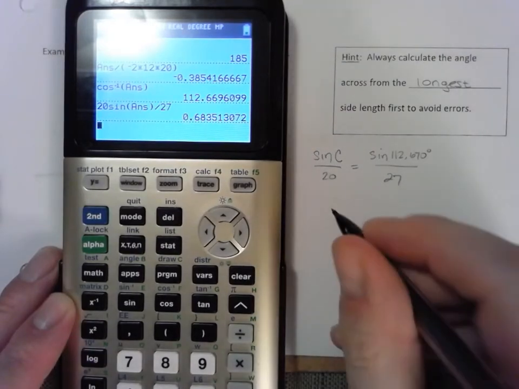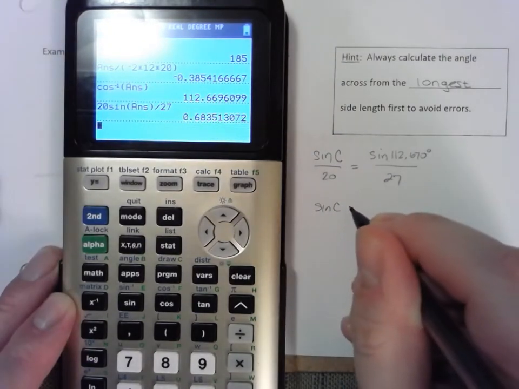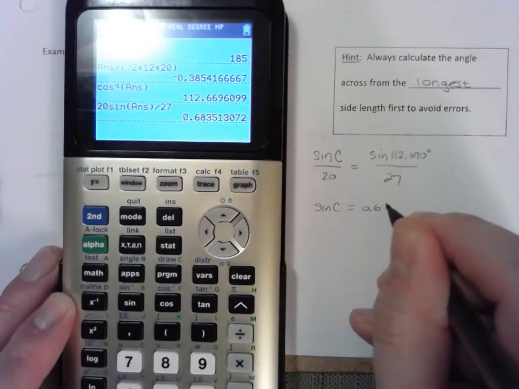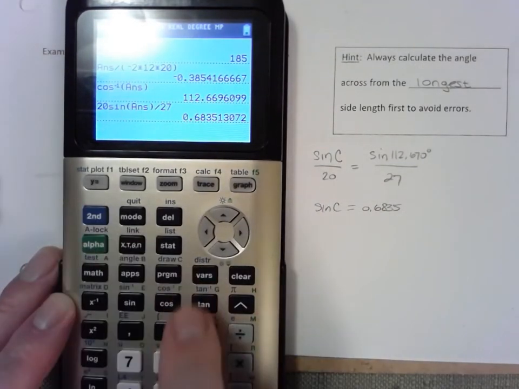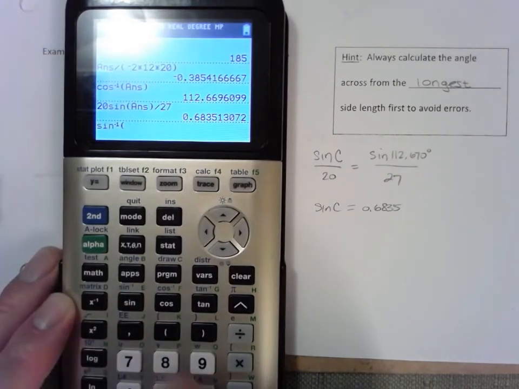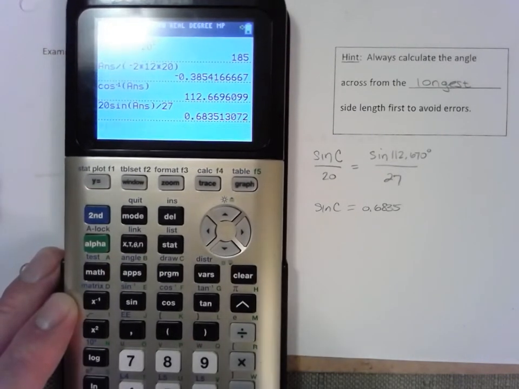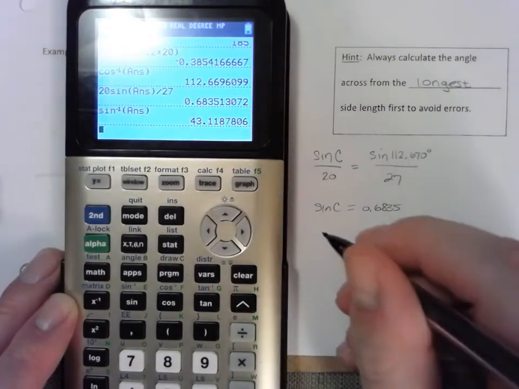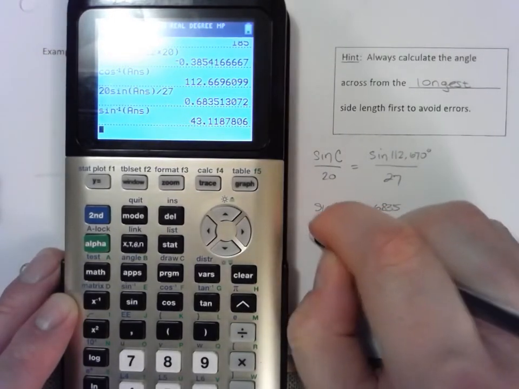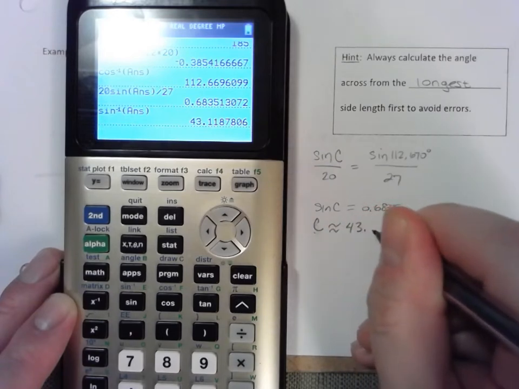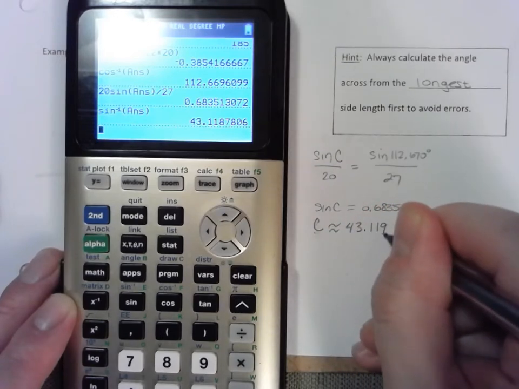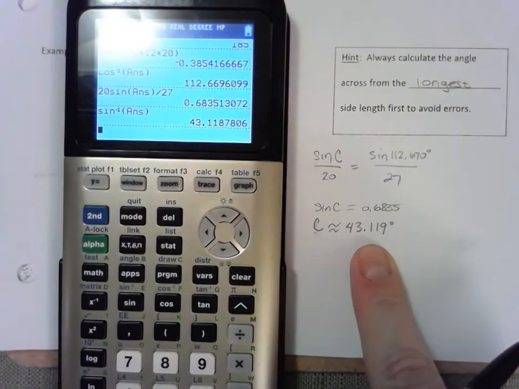This is going to equal the sine of angle C. I don't want to know what the sine of that angle is, I want to know what the angle is, so I need to use the second inverse, so sine inverse. Sine inverse, second answer, close it up. This gives me that the measure of angle C is approximately 43.119 degrees.